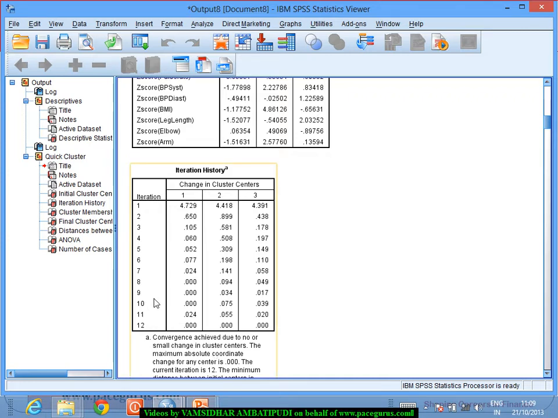But probably even after the 9th or the 10th, the cluster centers stopped shifting that drastically. If at all it had not converged after even 25 iterations, I would have suggested that we increase the number of clusters also. So here we could see that this is the way the system has executed, 12 iterations, and the change in the cluster centers is observed in this manner.